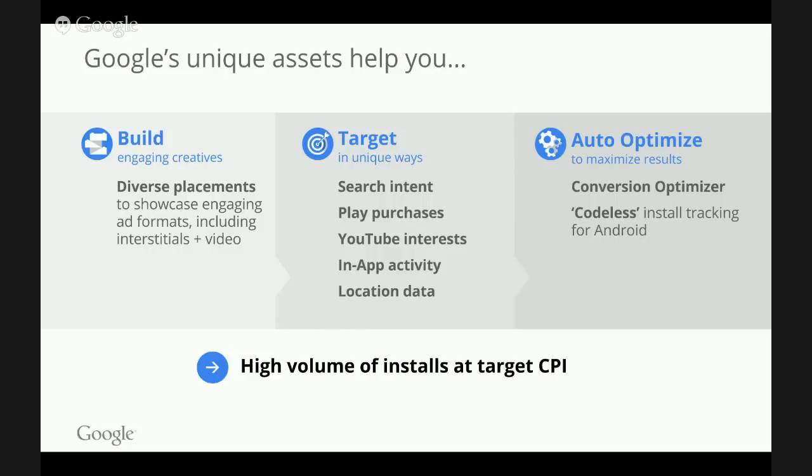And finally, codeless install tracking for Android. So if you want to promote your Android app, you don't need to put any code into your app. You don't need to use any other tools. You just need to create a new campaign in AdWords and you're ready to go. All of this, of course, bringing you to a unique objective, that is getting a high volume of installs at your target CPI.